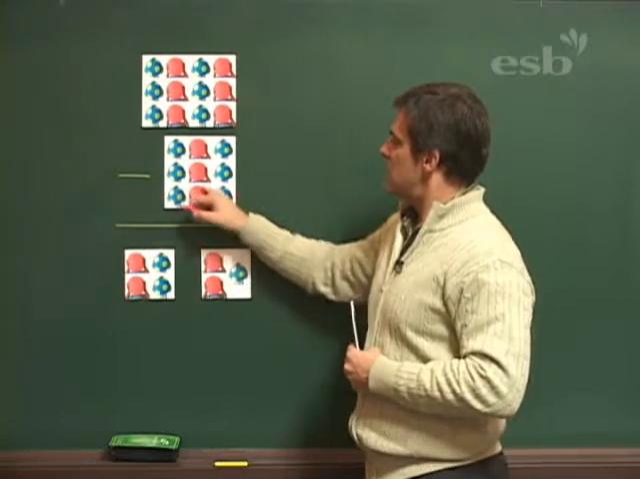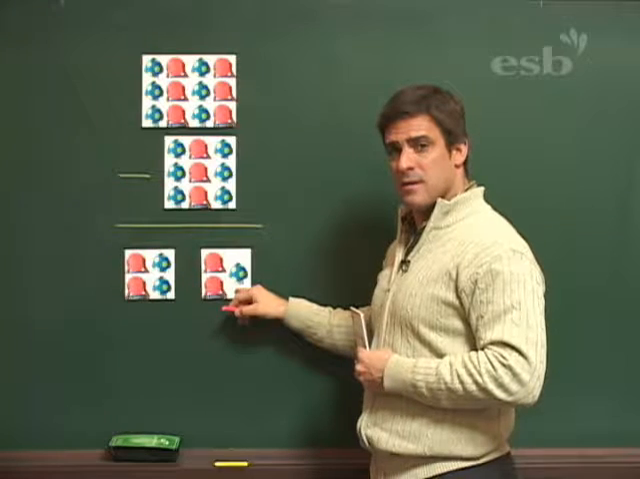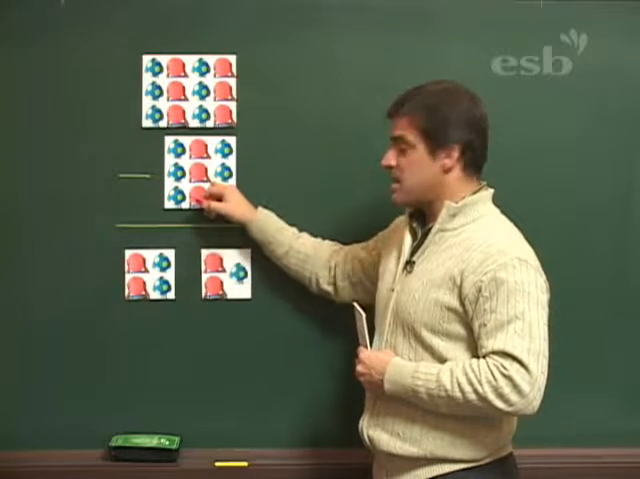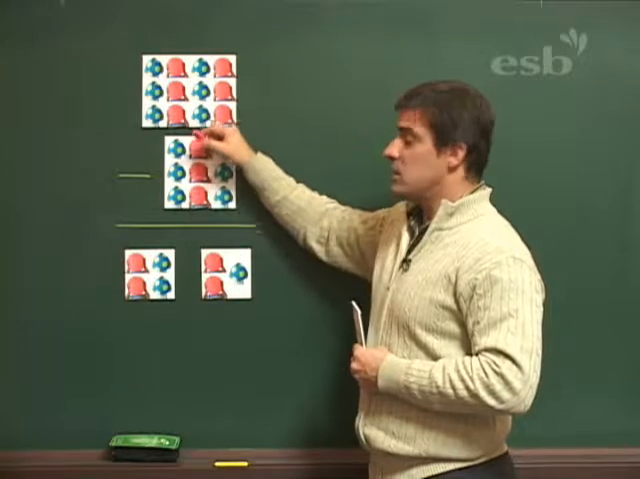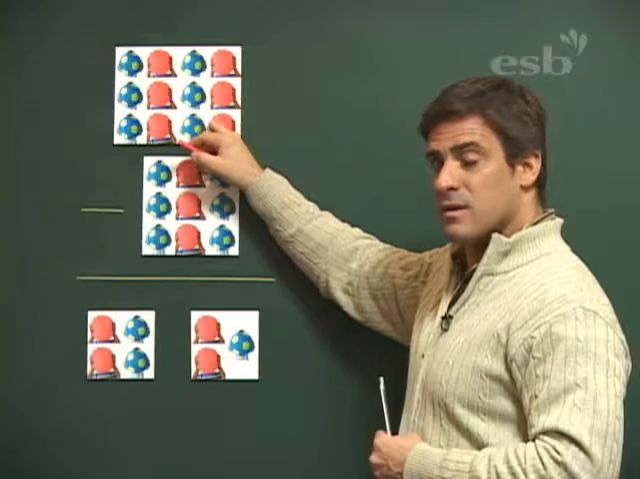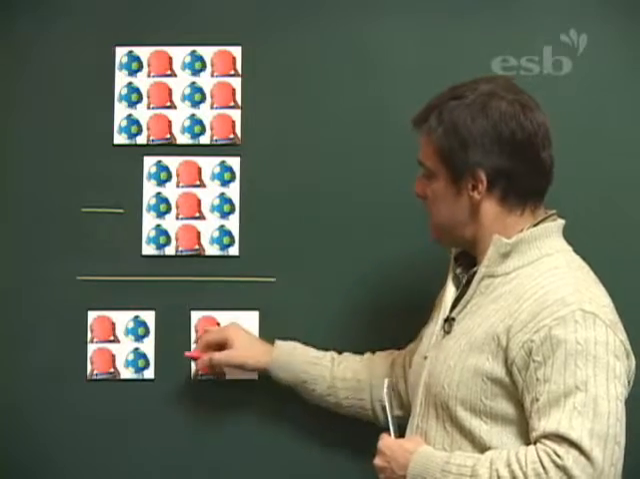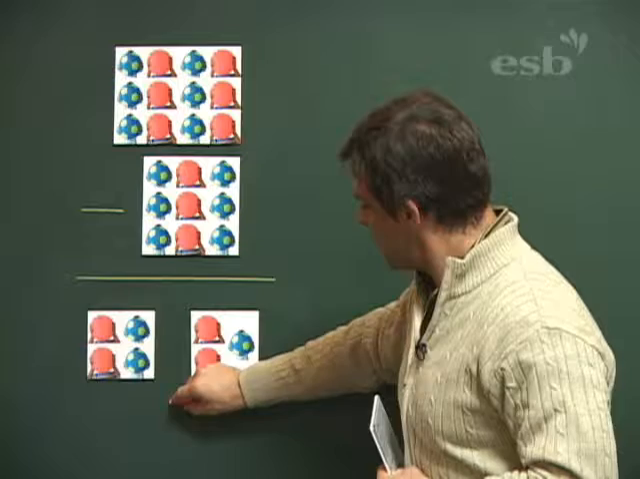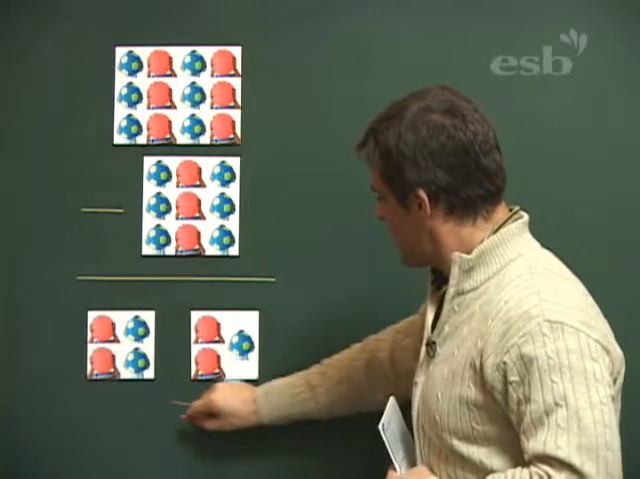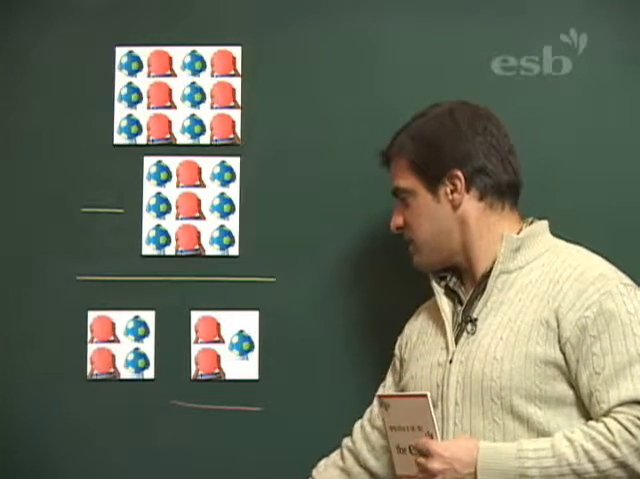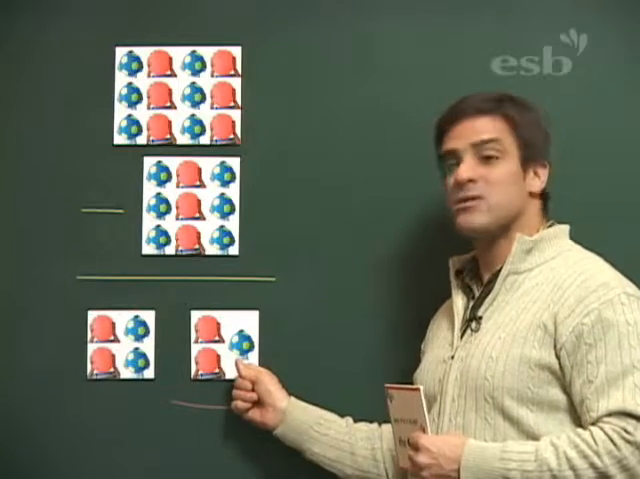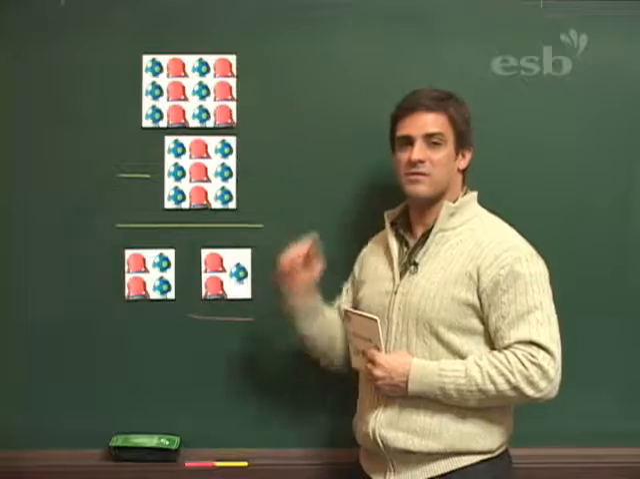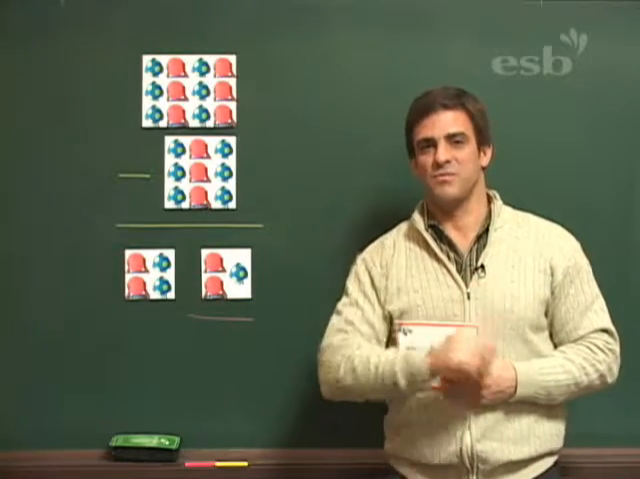12 minus 9 equals 3. Let's check. 3 plus 9 equals 12? Yeah. 9, 10, 11, 12. There is our correct answer. The correct answer is 3. The difference between 9 and 12 is 3. Good work.